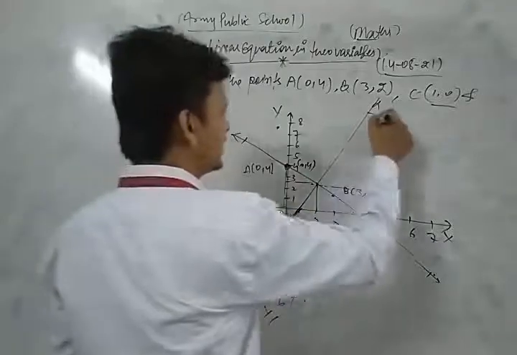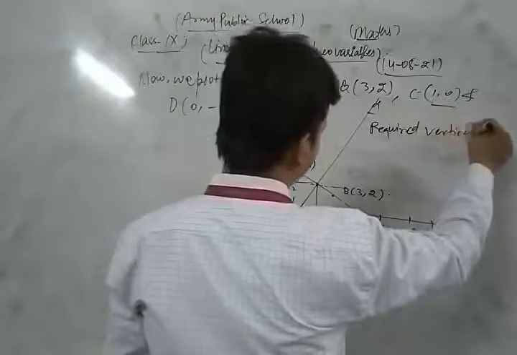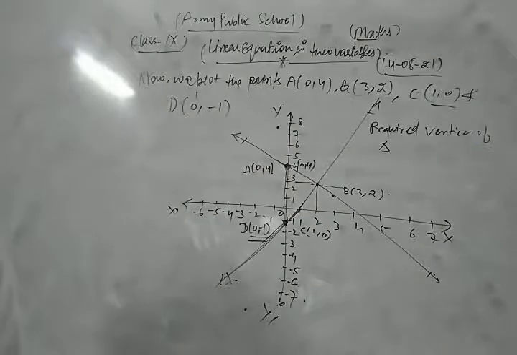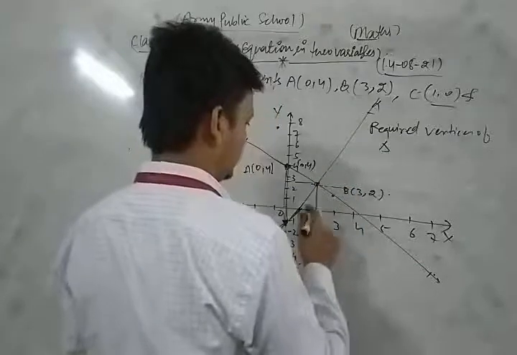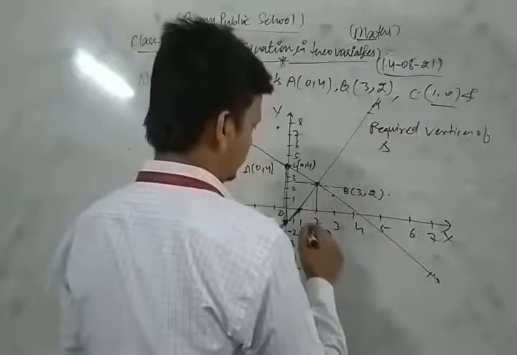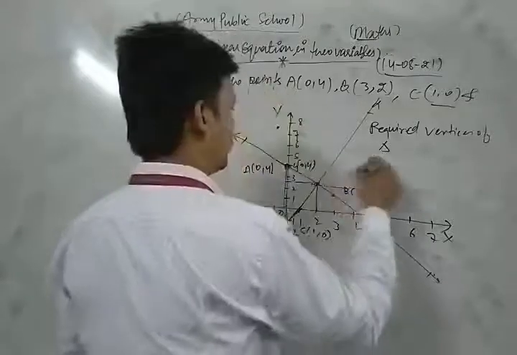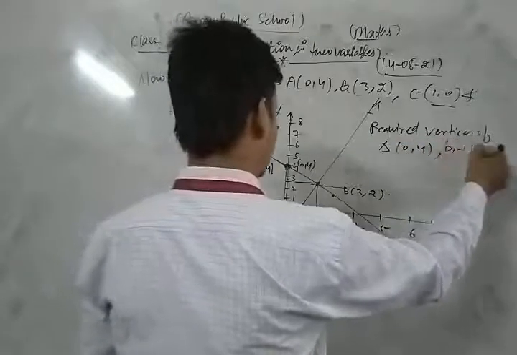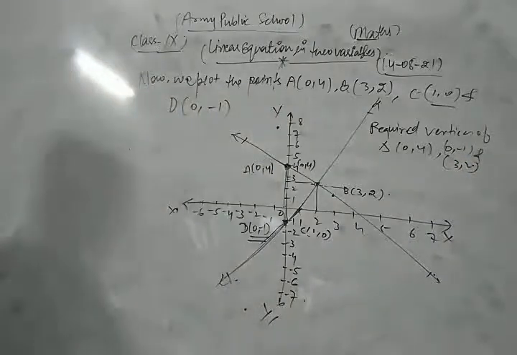The required vertices of the required triangle: this is point B, no? (3,2). Okay. The vertices are (0,4), (0,-1) and (3,2). So in this way you solve this type of question.